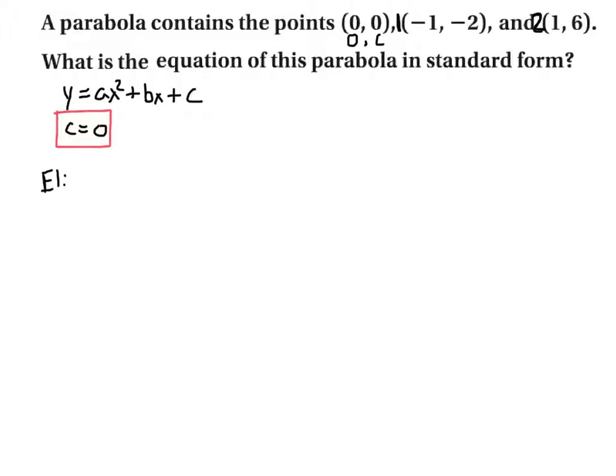Keeping my work organized, for equation 1, I'm going to plug point number 1 in as x and y into my standard form equation. So negative 2 equals a times negative 1 squared plus b times negative 1 plus c. But what's c? 0. So plus 0. Well, now we want to simplify that down. So we get negative 2 equals, negative 1 squared is 1 times a is a. B times negative 1 is negative b. Plus 0 goes away. So there's equation 1.